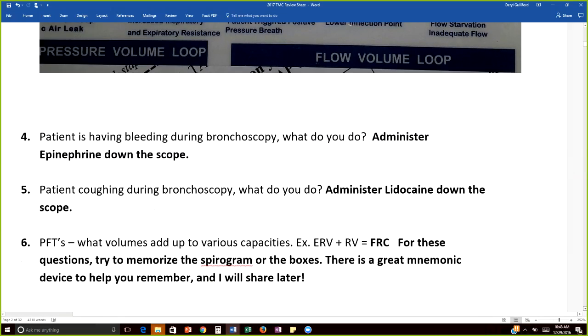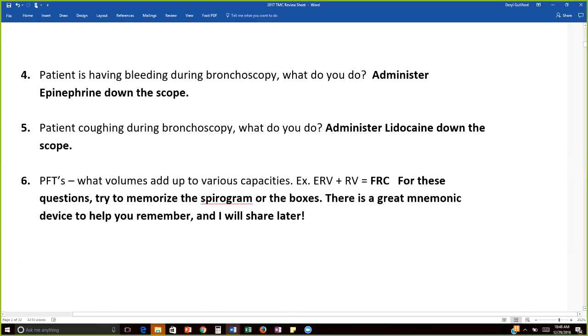Assisting doctors with procedures. 2 key things to know. If your patient is bleeding during bronchoscopy, like maybe we took a biopsy and caused them to bleed, then you would administer epinephrine down the scope. If they're coughing during bronchoscopy, then administer lidocaine down the scope.